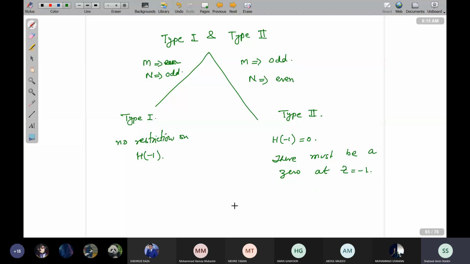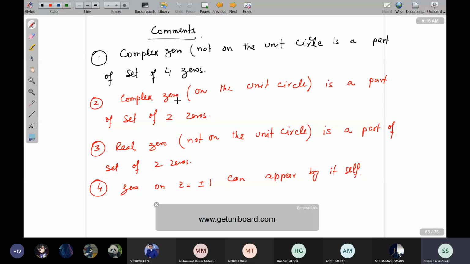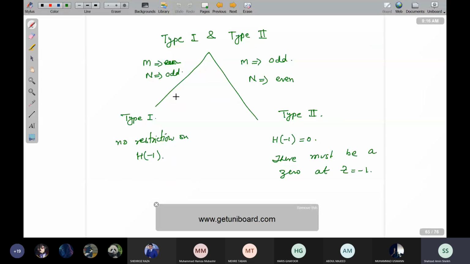Questions, please. The discussion of type 1 and type 2 we had done for 0 locations. Whenever we have a single complex 0 not on the unit circle, that would be part of a set of 4 zeros. Whenever we have a complex 0 on the unit circle, that's part of a set of 2 zeros. The real 0 not on the unit circle is part of a set of 2 zeros, and a 0 at z is equal to +1 or -1 can appear by itself, but there is a restriction on z is equal to -1 for type 2 filters. There must be a 0 at z is equal to -1. Questions?